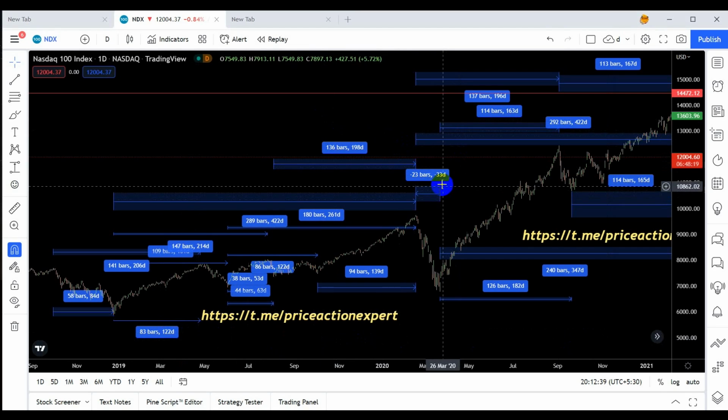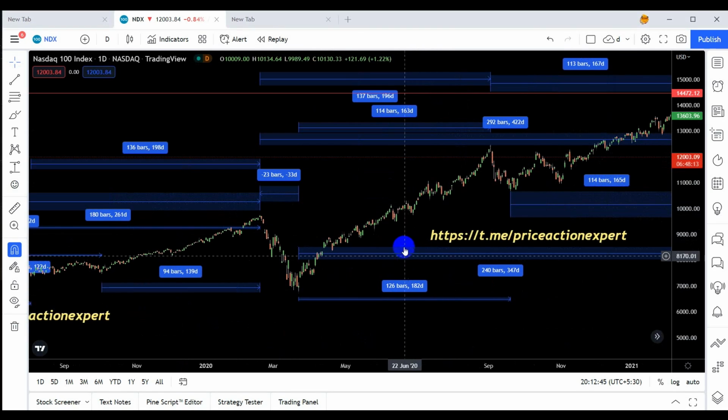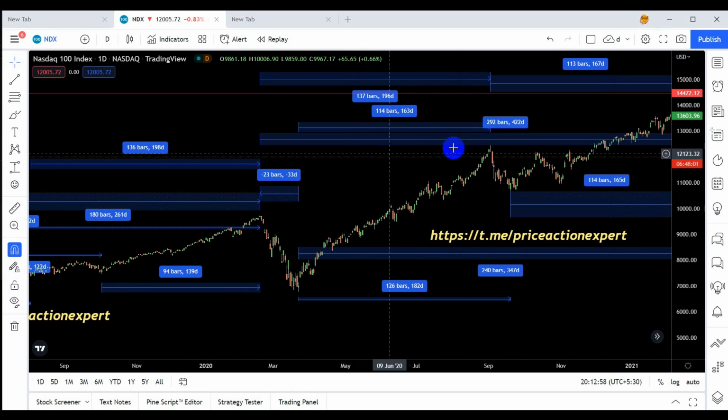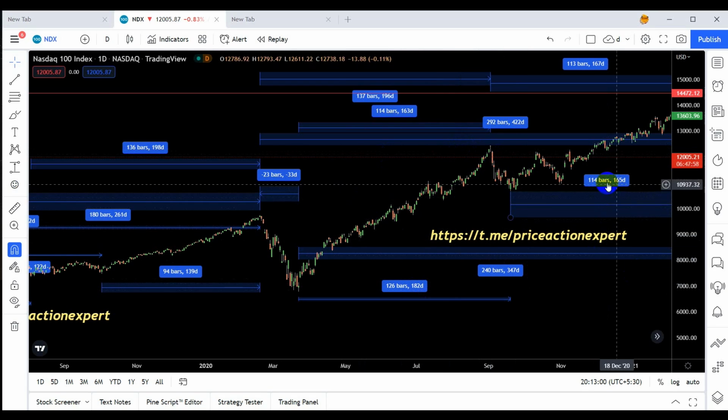So you can see here 33 days from this high to this low. During Corona it crashed, and it is also the same. 33 times 10, 330. You can use this as well. 165 days. So when we do that, we get that number here, 165.